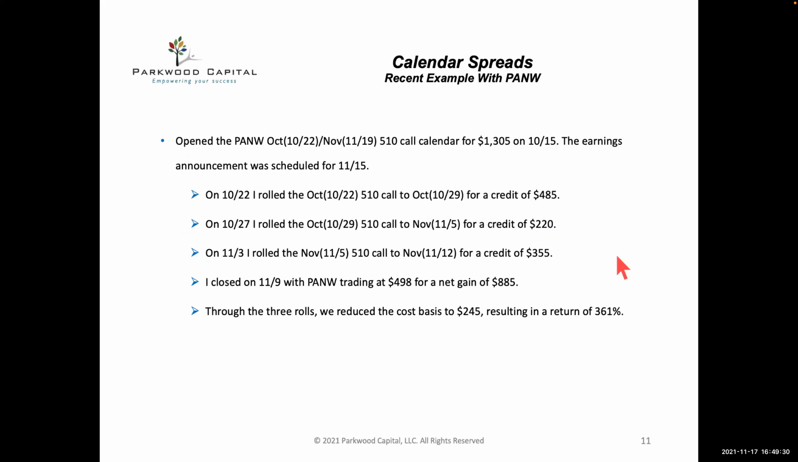Now, the other example I was going to review with you briefly is Palo Alto Networks, PANW is the ticker. Now, this one, we had an earnings announcement scheduled for the 15th of November. And on the 15th of October, I was looking at this trade. Palo Alto was trading basically sideways. It seemed to be kind of wandering, didn't really have a trend or a direction. And so it looked like a perfect setup.